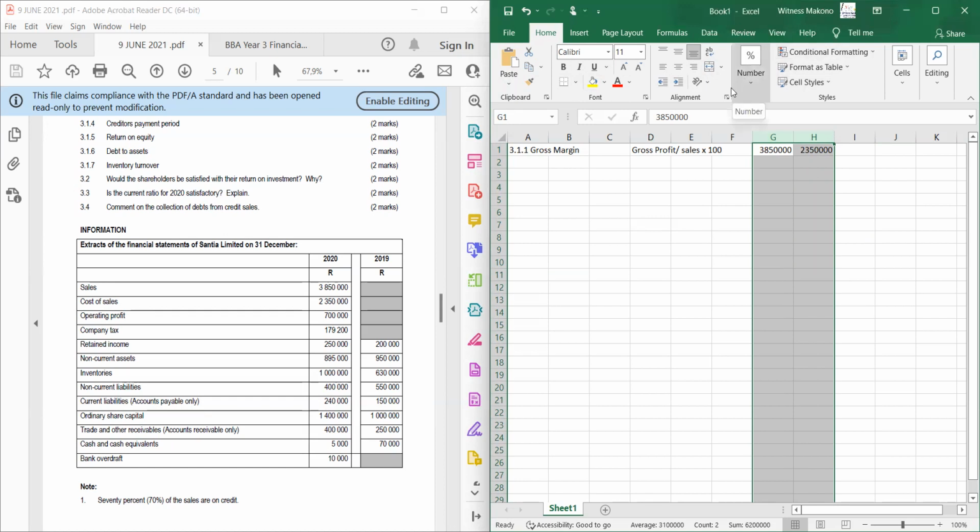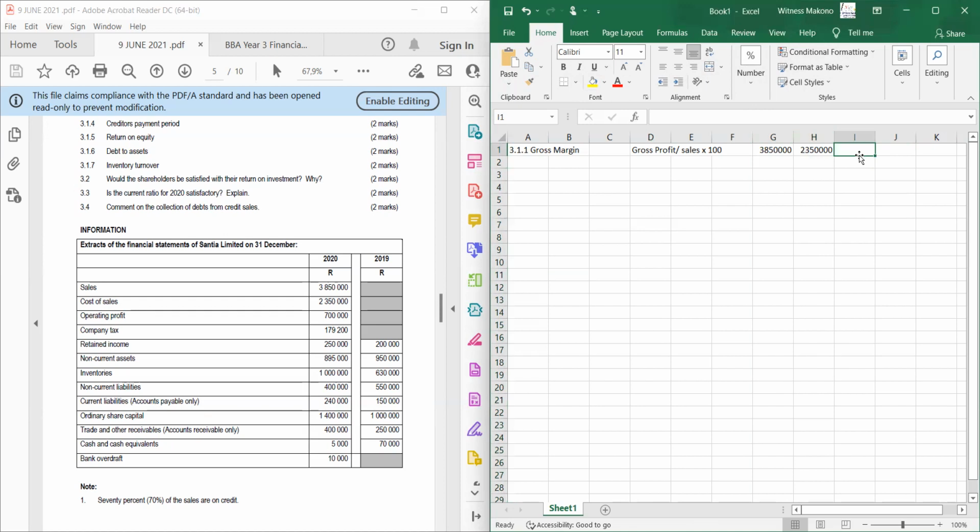Yes, you can speak. So it's 1.5 then. It's sales less cost of sales equals gross profit. Am I wrong? Yeah, this one minus that. Then you get 1.5 million. So it equals 1.5 million over, what is your sales?